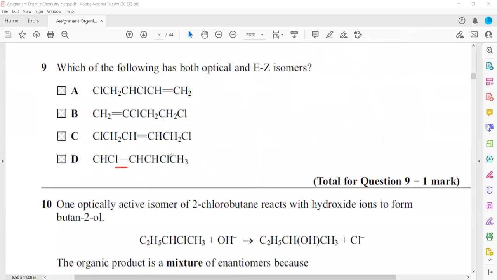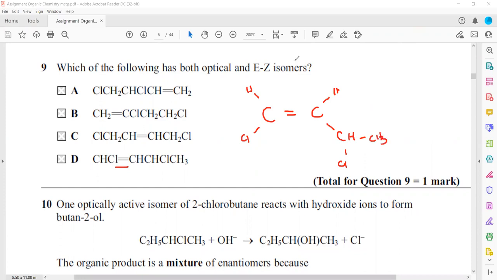How will D have geometrical isomerism? When you draw the structure, there are two ways you can draw it. This is a carbon attached with a carbon. So one hydrogen is there, chlorine, and this is hydrogen attached, and then CH is there. Then Cl is attached to this, and then CH3.